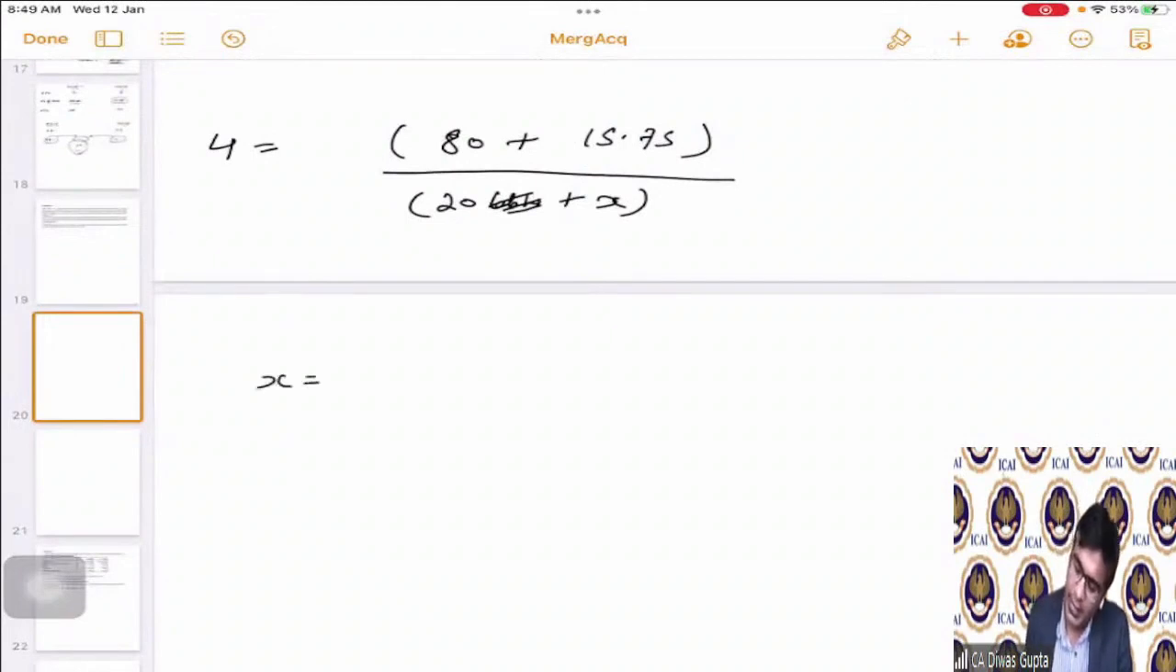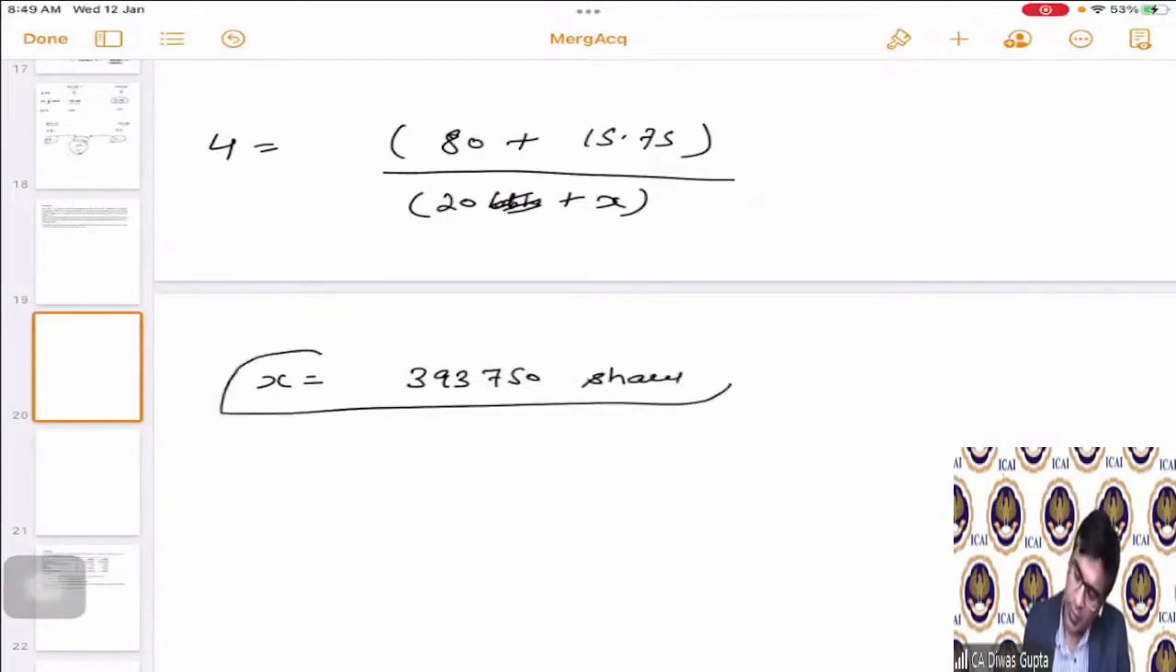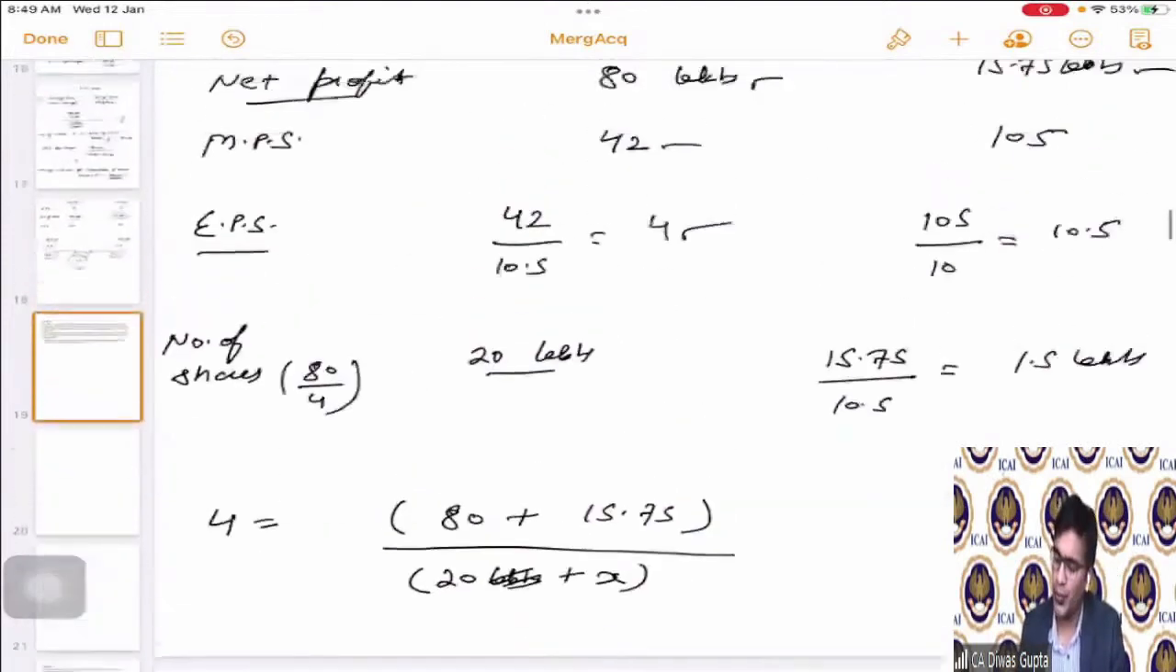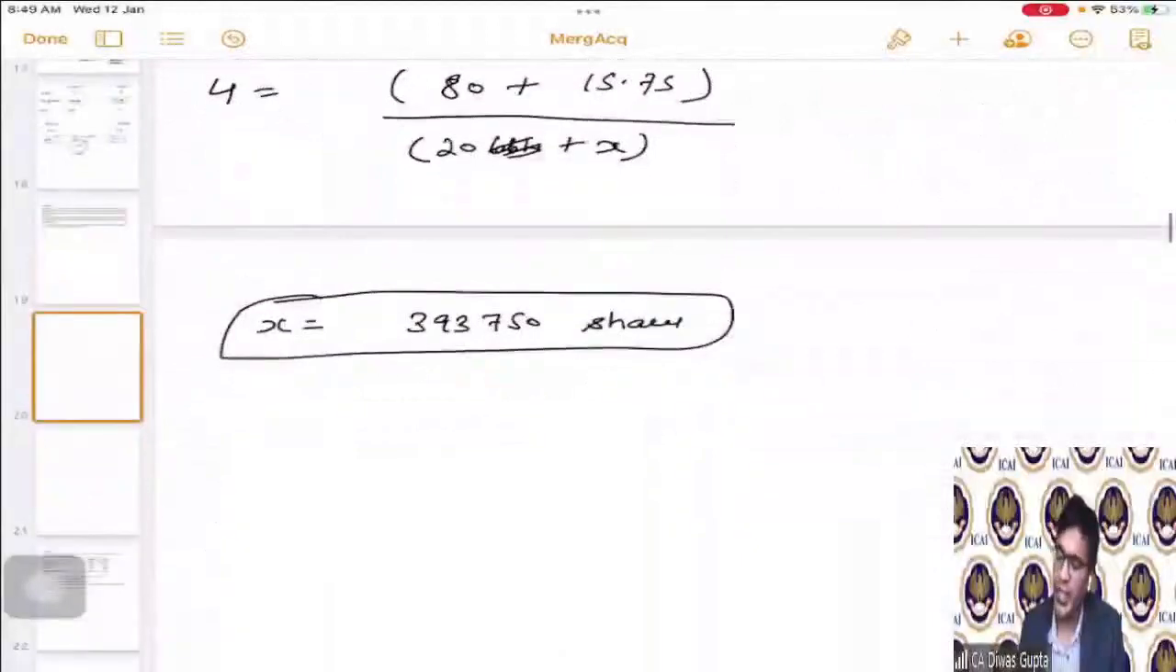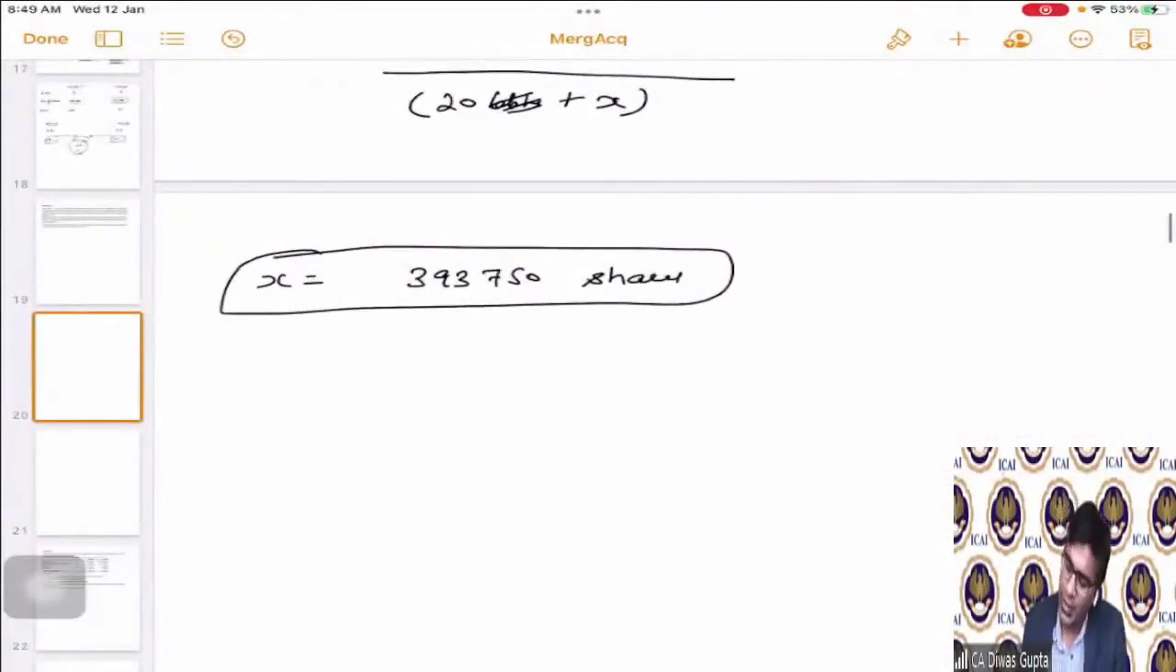So that X comes out to 393,750. Simple. So the total number of shares to be issued to the shareholders of target company is 3,93,750 shares. And using this, can we calculate the exchange ratio?